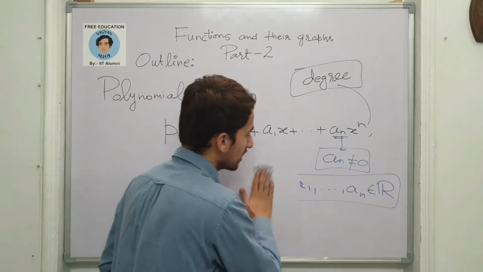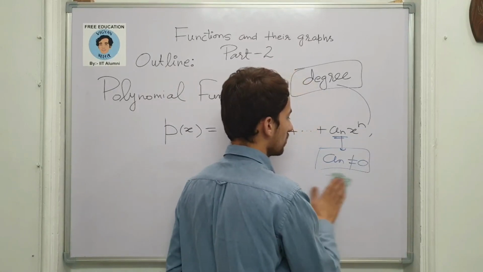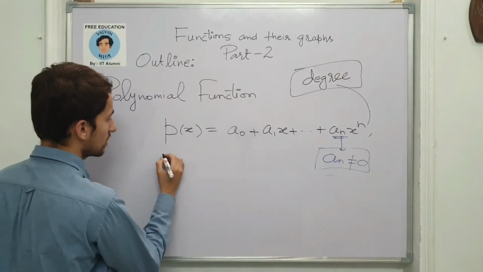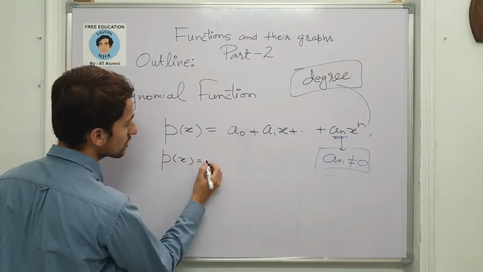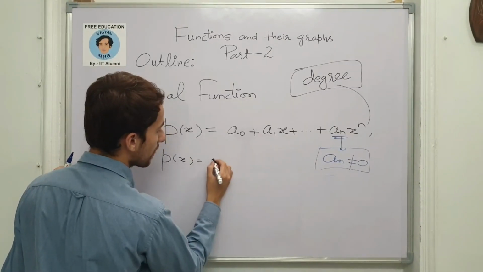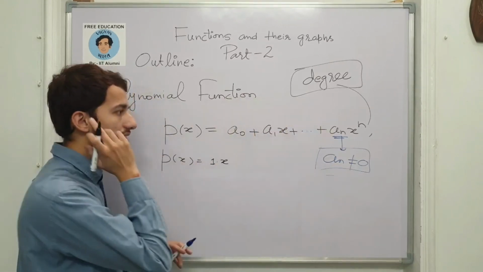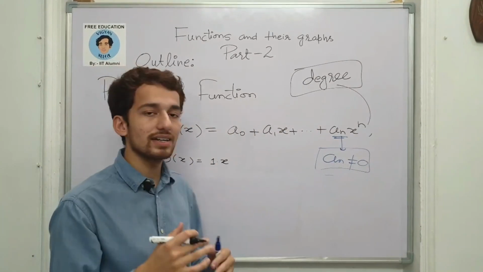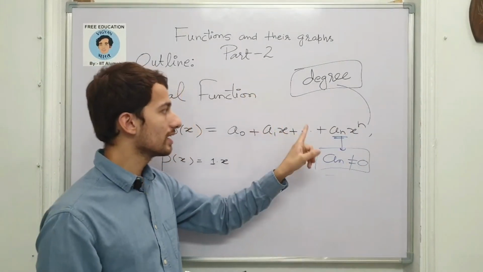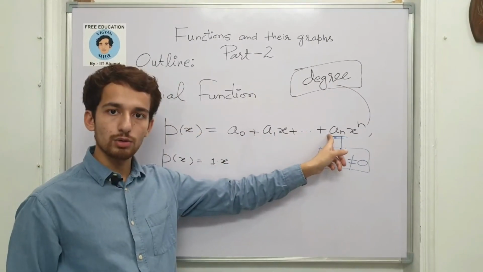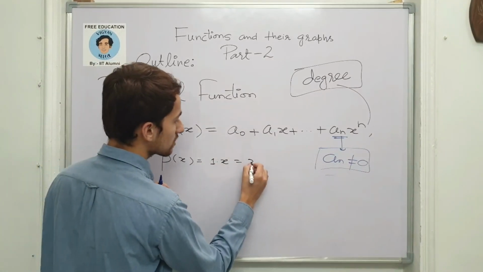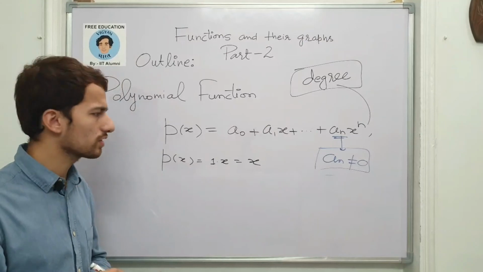So let's give some examples of a polynomial function. If you recall the identity function, how it was defined, f(x) equals x. The identity function was a special case of the polynomial function, in which a0 was 0, a1 was 1 times x, and the remaining constants are 0. The highest degree is 1, so you're fixing n to be 1, taking a1 to be 1 and a0 to be 0. So the identity function was a special kind of polynomial function.